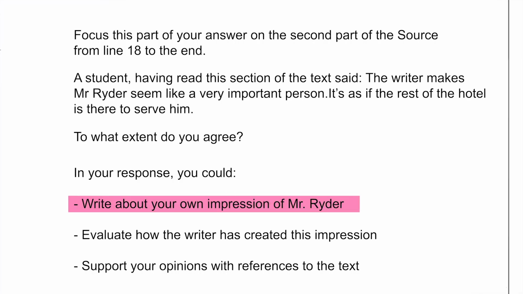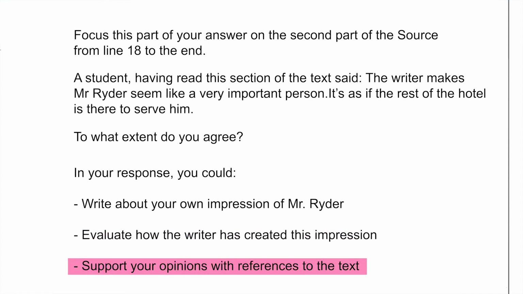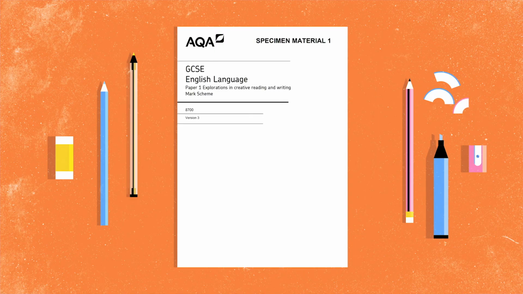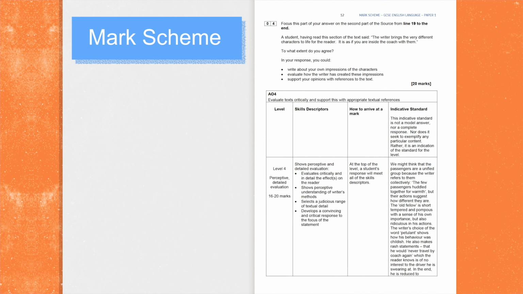In your response, you could write your own impressions of Mr. Ryder. Evaluate how the writer has created this impression. Support your opinions with references to the text. If you forget everything else from this video, just remember this. Those 3 bullet points spell out exactly how you are to approach and answer this question. They're a huge giveaway. The mark scheme for this question shows exactly that.